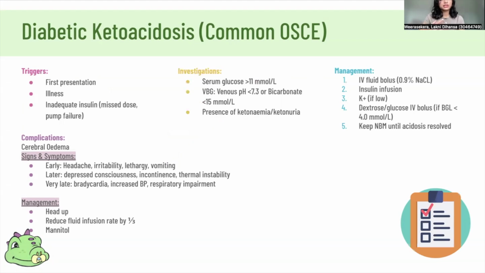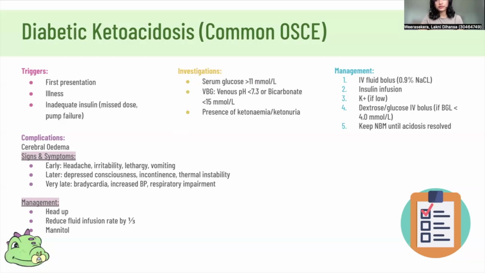In any presentation, you want to identify what triggered the DKA this time in order to be able to prevent it the next time. Some triggers can be a first presentation, an illness, or inadequate insulin, so either a missed dose or, if the child has a pump, a failure of the pump. In terms of investigations, you want to do your serum glucose. VBGs are very useful and very fast. So you look at the pH or the bicarb and also presence of ketones in the blood or the urine.